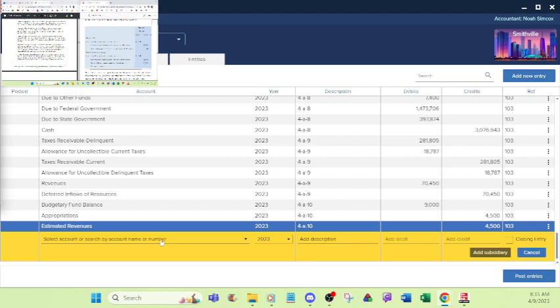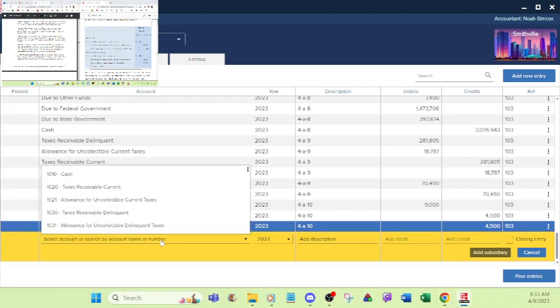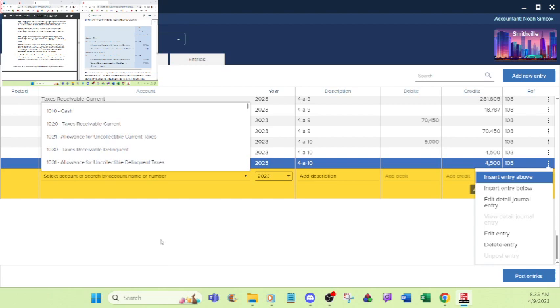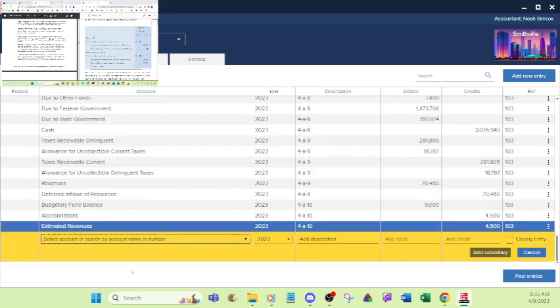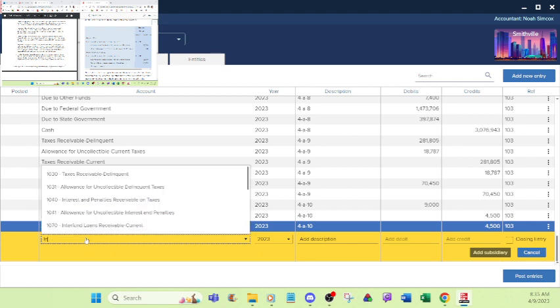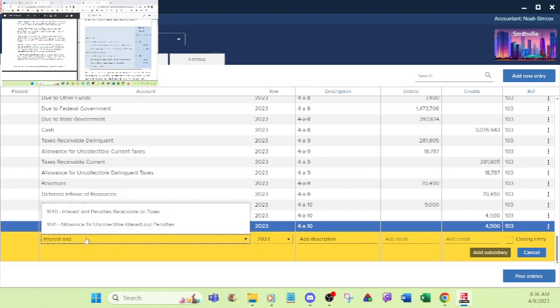Interest and penalties receivable on delinquent taxes. That's the only difference. Thanks for typing it, dude! What the heck? That's not what happened. I just typed stuff. Are you kidding me? There is not a specific account for delinquent taxes. It says interest and penalties receivable on taxes. There is no interest and penalties receivable on delinquent taxes.